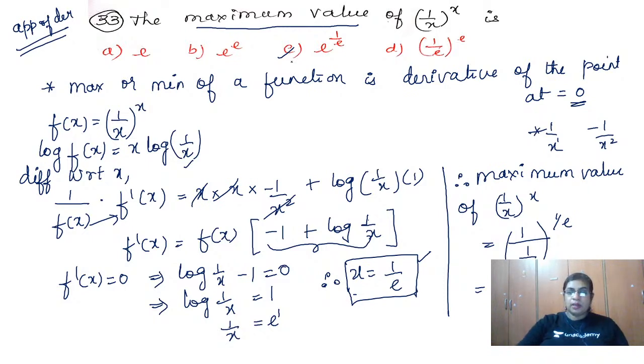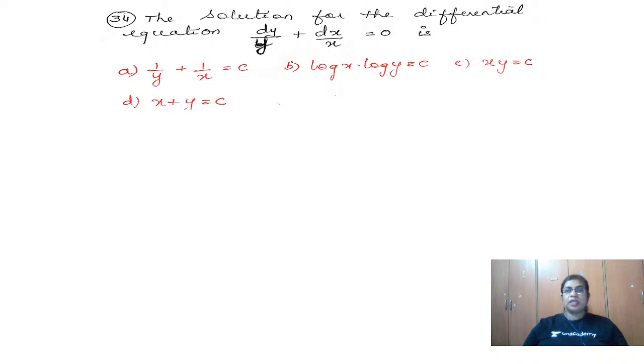So coming to question number 34. Now this is a question from the differential equation chapter. Differential equation, very important chapter again. Now here this is nothing but solving by the variable separable method. What is the question here? Question is dy by y plus dx by x is equal to 0. Already the variables are separated, so I am solving by the variable separable method.